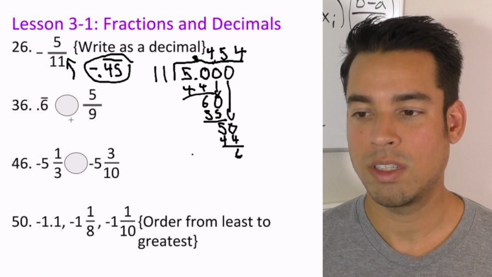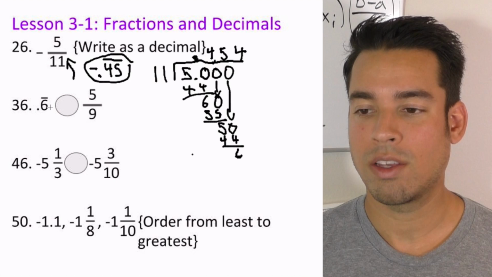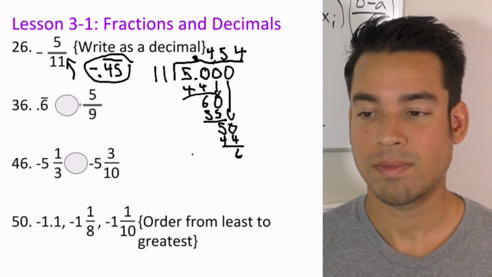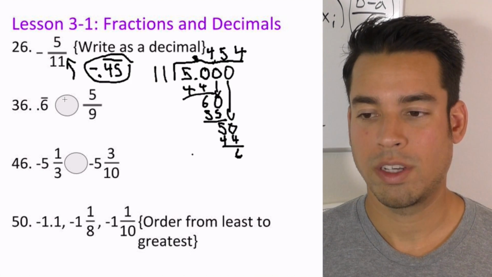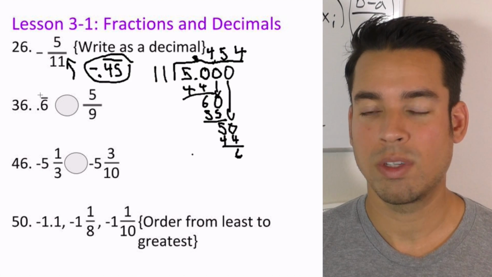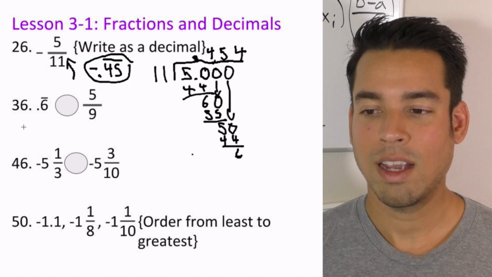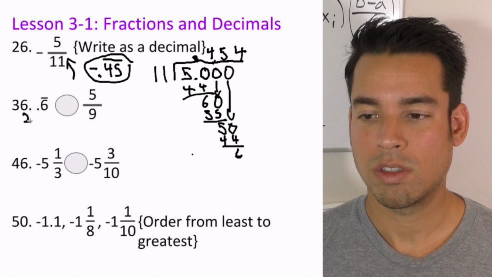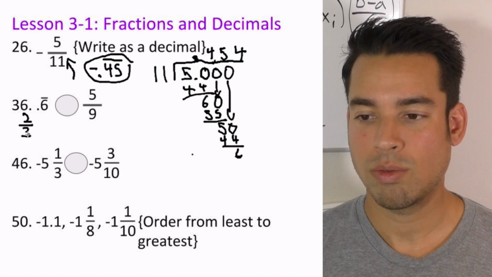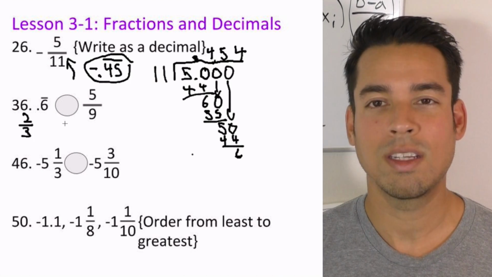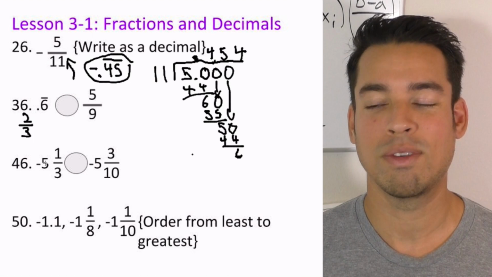Now let's look at 36. We're trying to figure out which value is larger, or whether they are equal. Well, we've got 5/9 over here. For those of you who are unfamiliar with 0.6 repeating, this is actually the same as 2/3. That's what 2/3 is: repeating 0.66666 on into infinity.